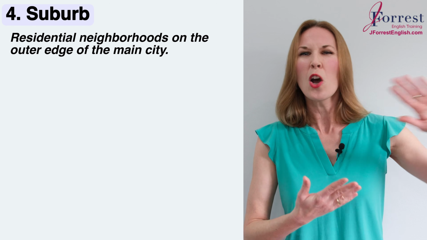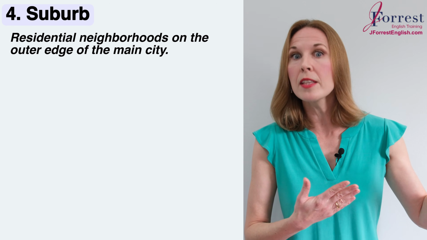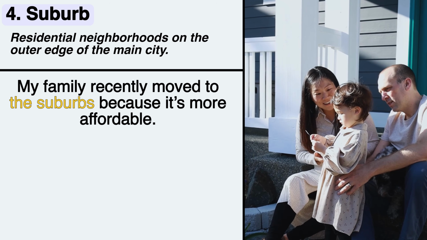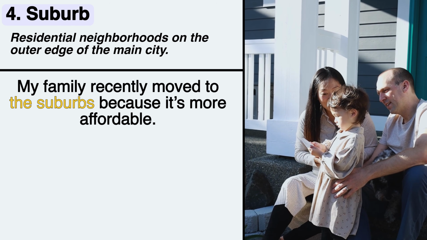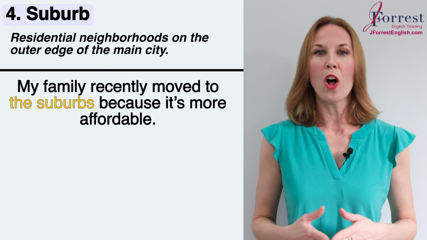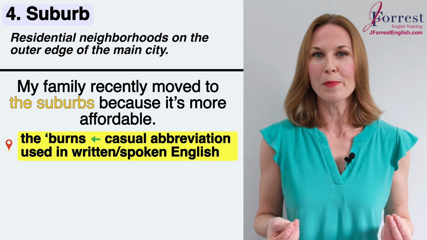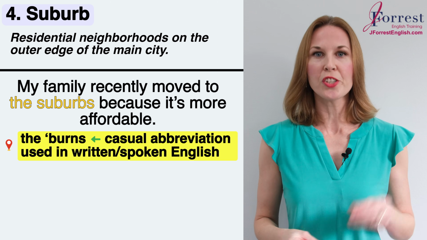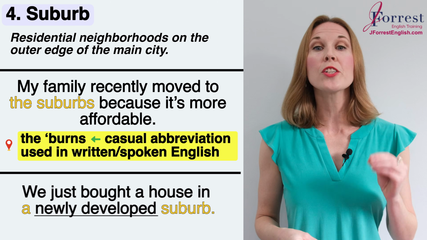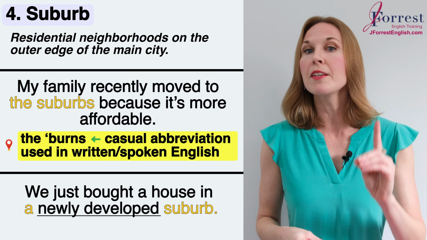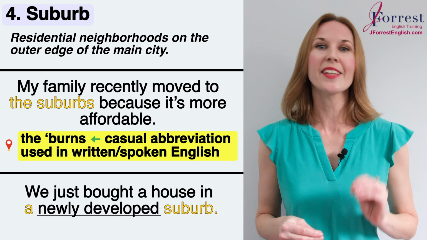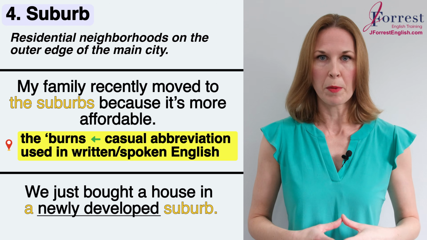So it's usually quite far if someone says they live in the suburbs. You might say, my family recently moved to the suburbs because it's more affordable. And native speakers will casually call it the burbs. This is a casual abbreviation used in written or spoken English. You might say, we just bought a house in a newly developed suburb. A newly developed, an adverb and an adjective to describe the suburb.